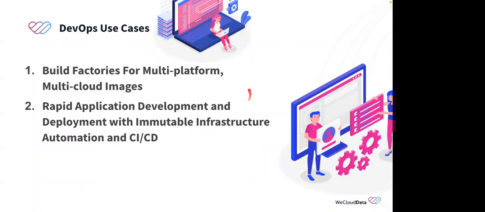Okay. So the first use case that I want to present, and it's something that we're building internally, is called build factories for multi-platform and multi-cloud images. And again, I'll set up the context when we get to that specific use case. The second one is for rapid application development and deployment with immutable infrastructure automation and CI/CD, which is also automation, but for software development and deployment. And again, I'll set up the context for that when we get to that use case.